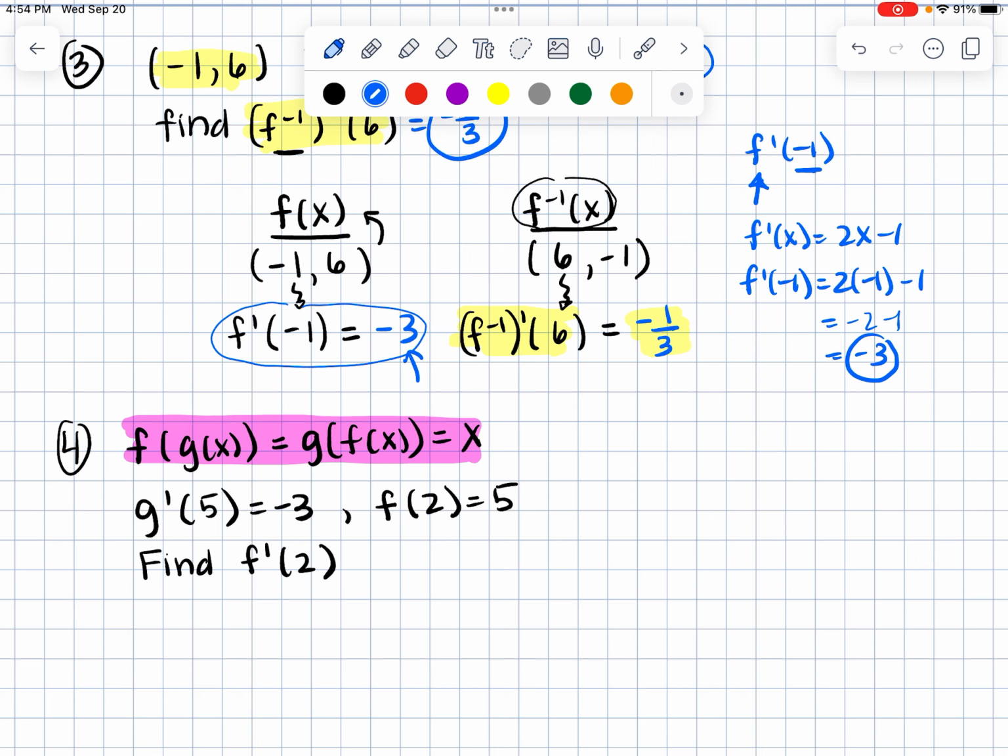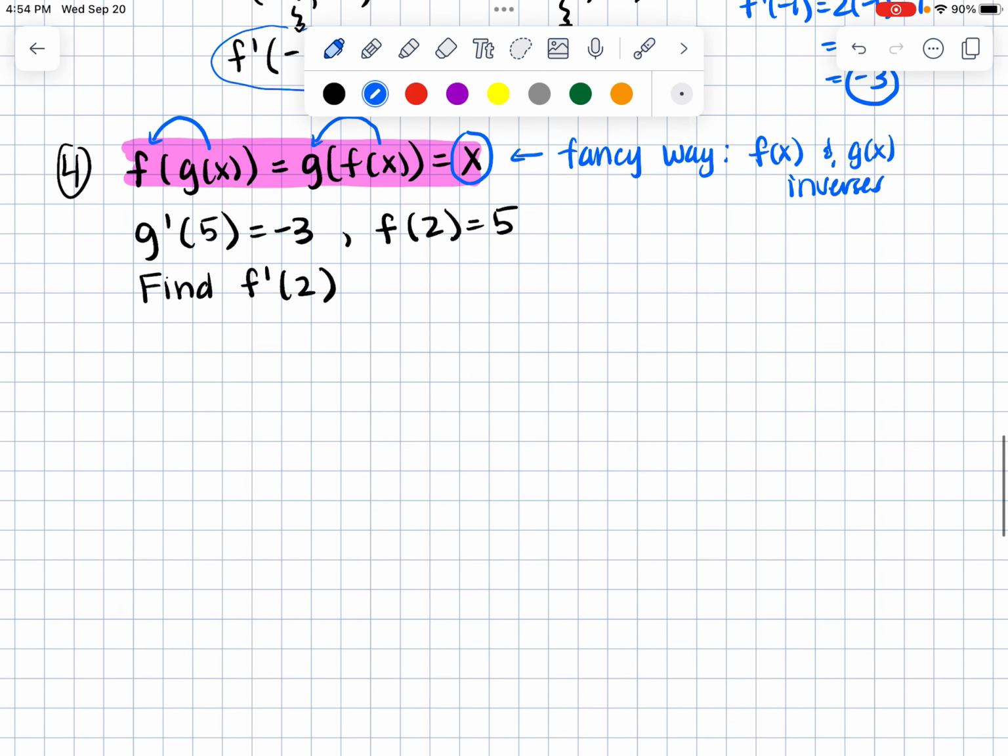This is a composition of two functions. It says that if you plug g into f and you plug f into g, they are both going to equal x. This is, again, just a fancy way of saying that f of x and g of x are inverses of each other. Once in a blue moon, instead of saying the functions are inverses, they will actually give you the algebraic definition of what it means to be an inverse, which is that thing highlighted in pink. Now that I know that those are inverses, let's set up our little template.